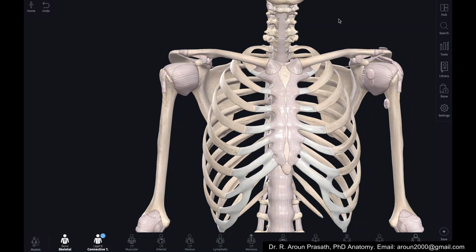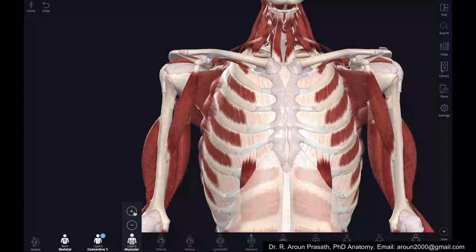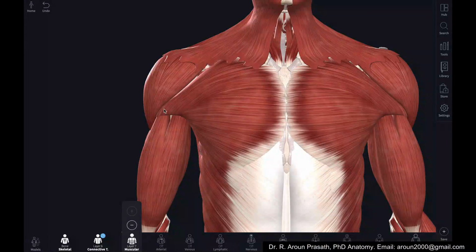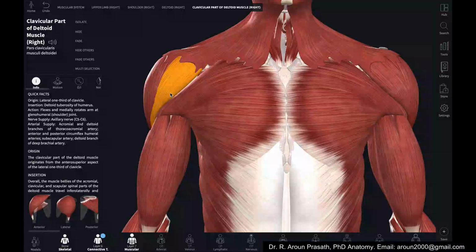Okay, and also we are going to see each and every movement and the muscles that are responsible for each and every joint movement. Okay, so if you see here in the shoulder, the muscles around the joint are responsible for any movement. Okay, so for example, the flexion of the shoulder range is 180 degrees.